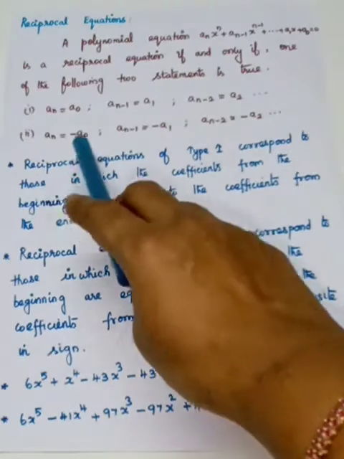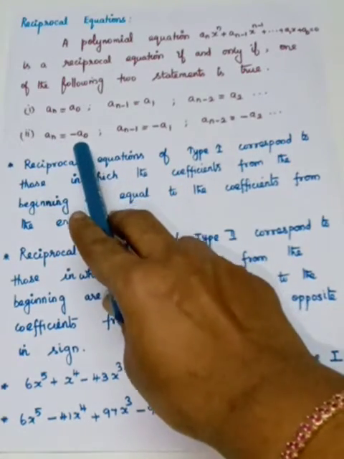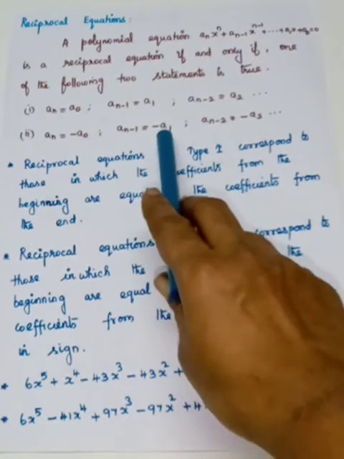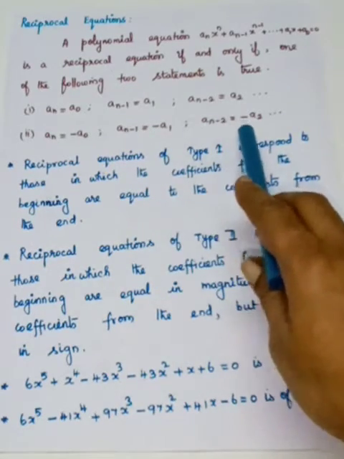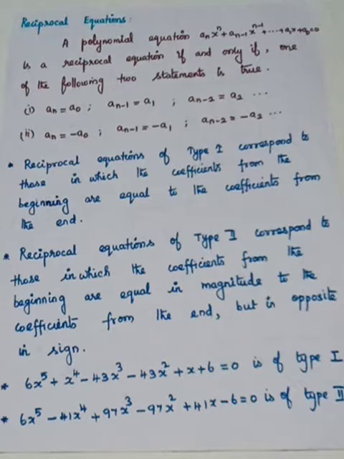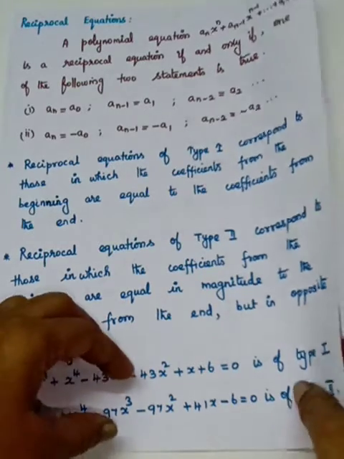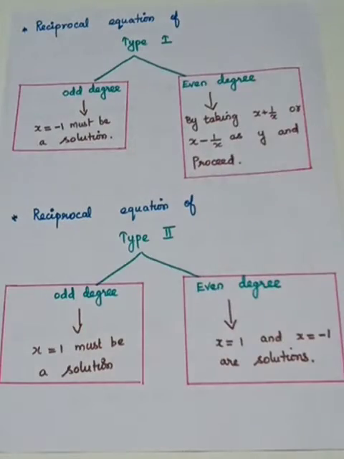If you have a_n equal to minus a_0, a_(n-1) equal to minus a_1, a_(n-2) equal to minus a_2, the polynomial equation is called a reciprocal equation of type 2. Okay, so now, after identifying whether it is type 1 or type 2, you have to look at the degree of the equation.